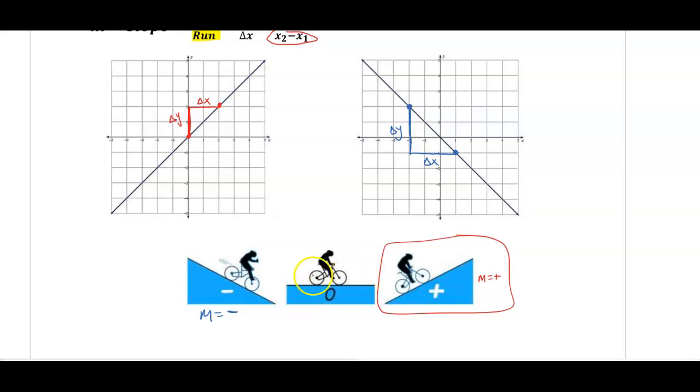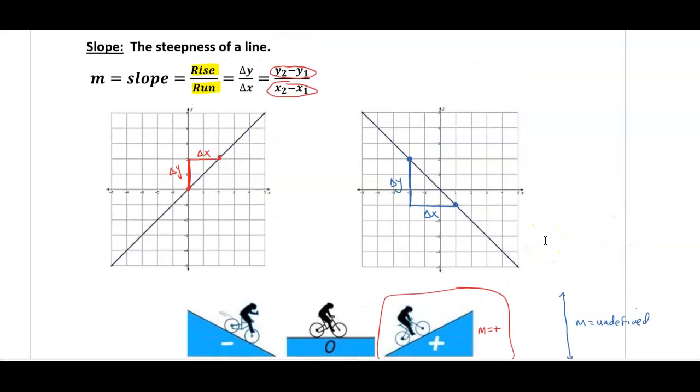Now, if your line's not diagonal, it's just horizontal, that tells you your slope is 0. We do have what we call an undefined slope, and that's if we have a vertical line. If you have a vertical line, your slope is undefined. I like to think of it, if you can walk on it, it has a slope. So again, guys, the number one thing to take from this is that to find the slope, we subtract the y's and we subtract the x's.